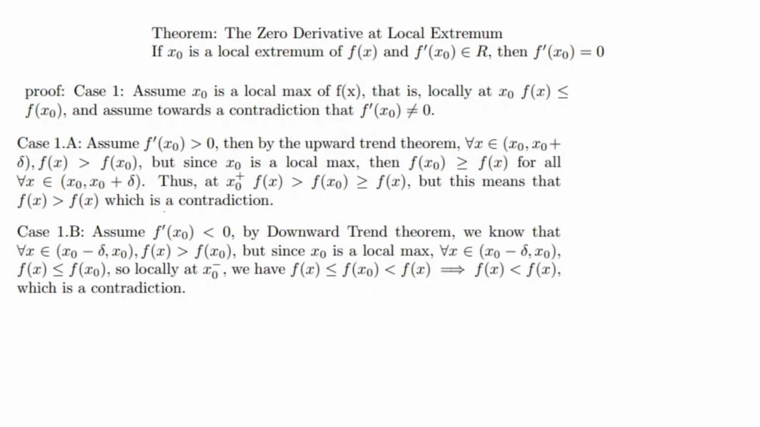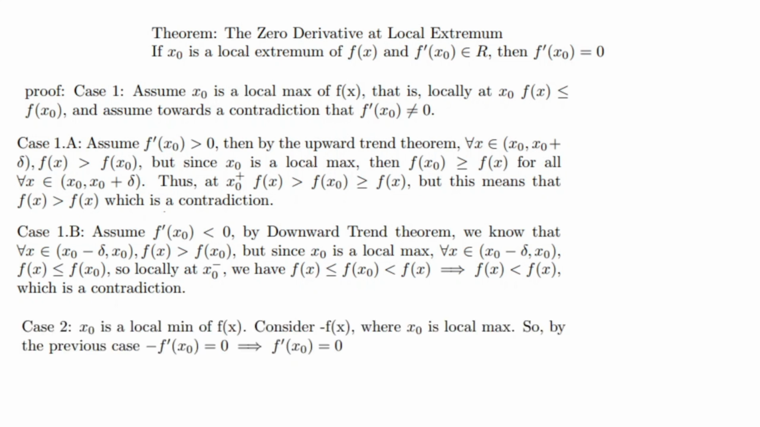Now we're going to assume it's negative, and we're going to do the same thing, but with the downward trend theorem. So we know to the left, f of x is greater than f of x naught. But again, since we said x naught is a local maximum, we know that f of x has to be less than or equal to f of x naught. And I know you see the contradiction now, right? Again, f of x is less than f of x, which is a contradiction. So in any case, we know that the derivative has to be exactly zero.